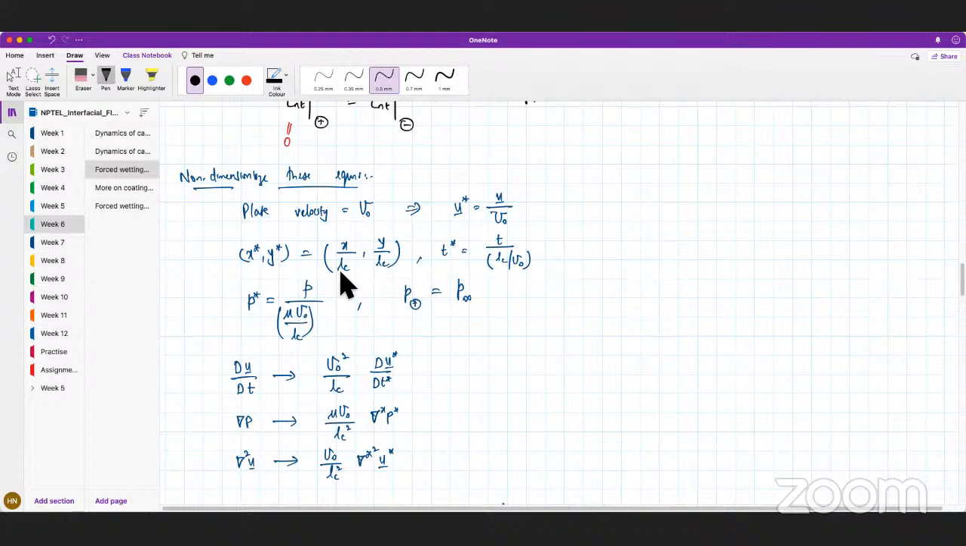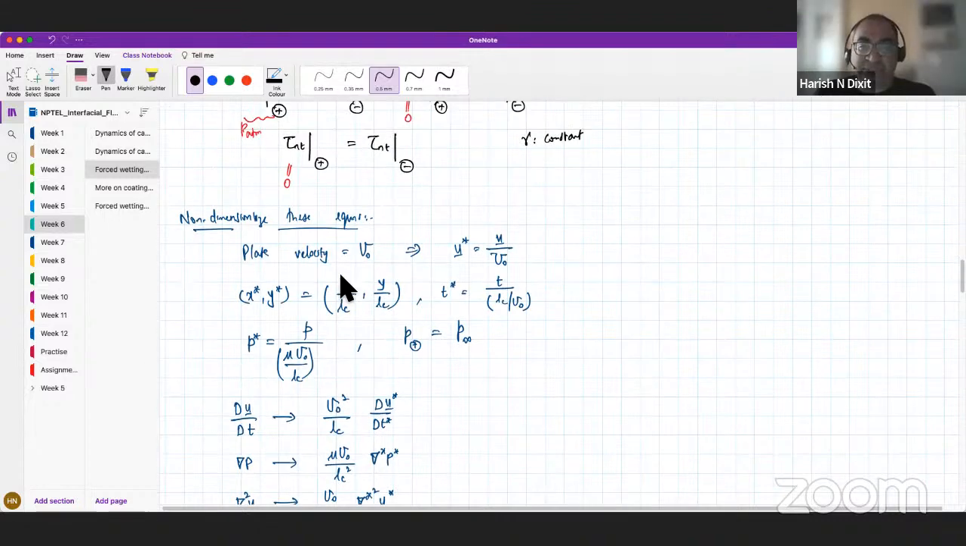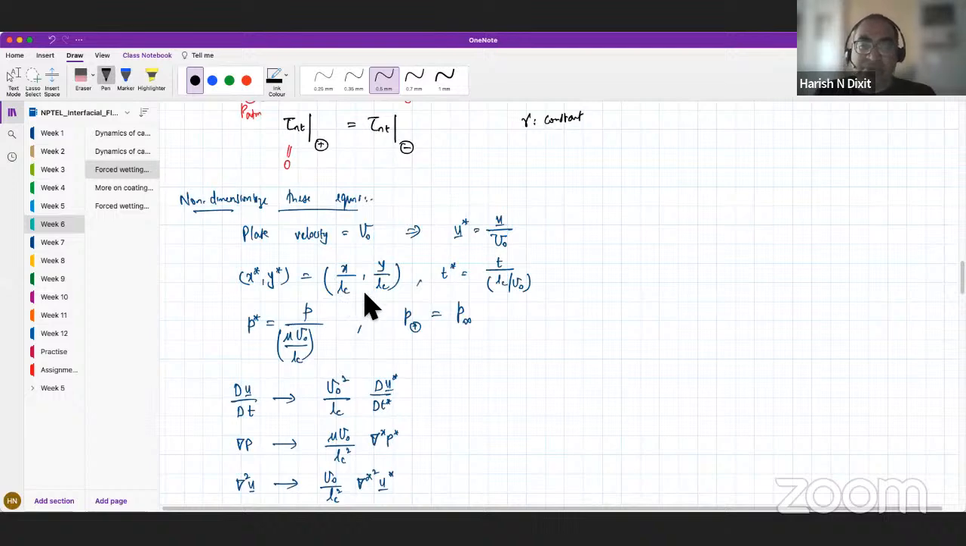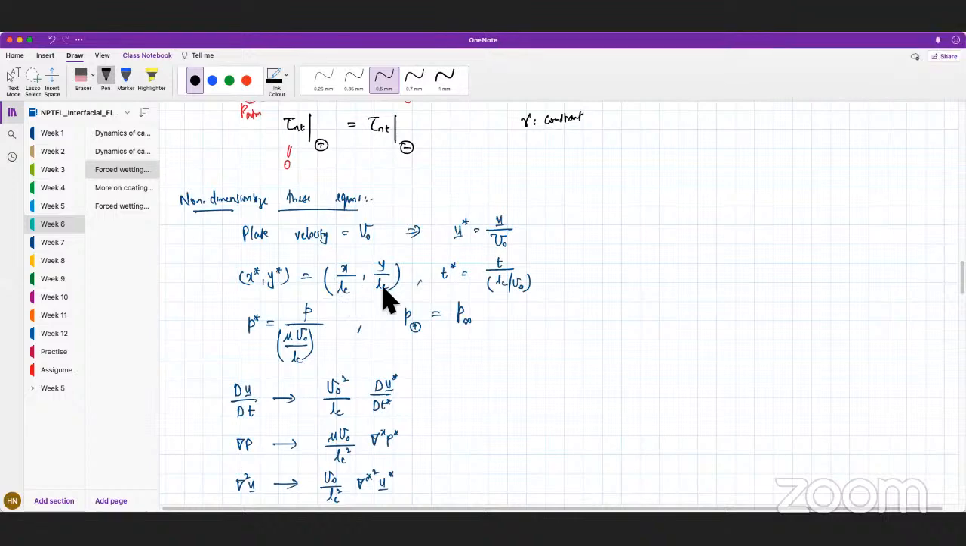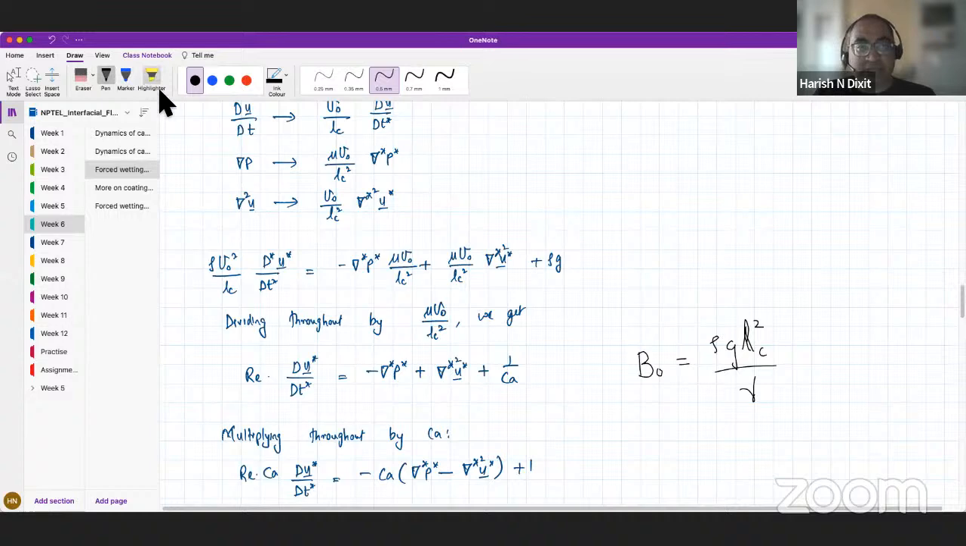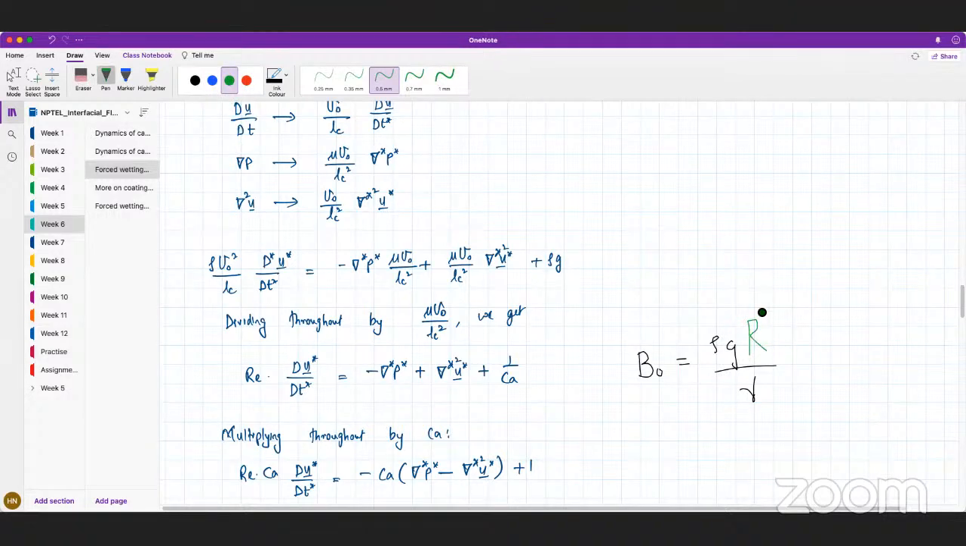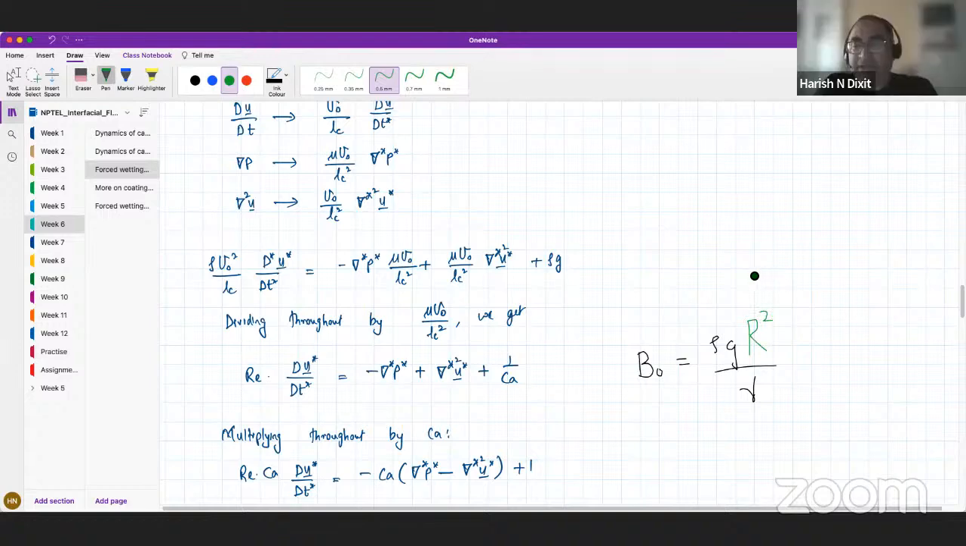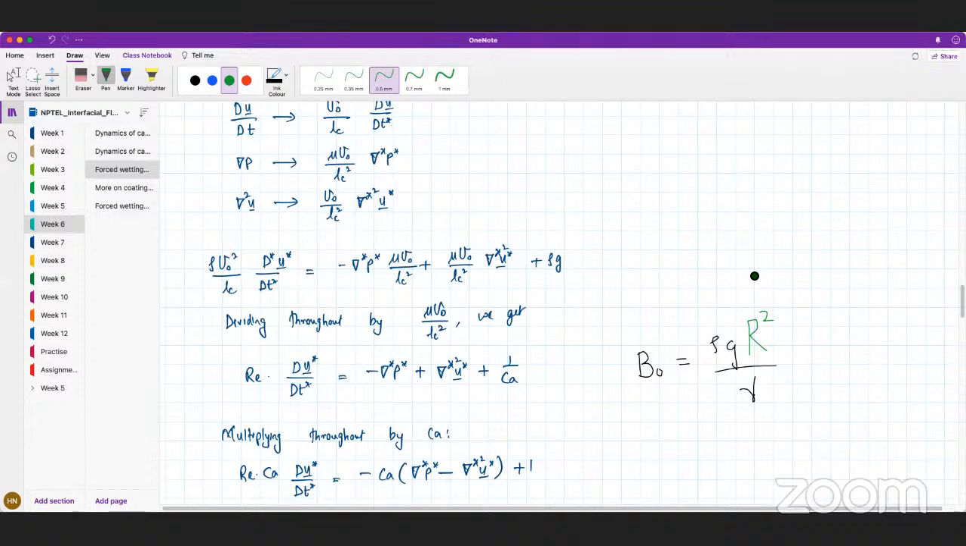If instead of choosing LC as the characteristic length for non-dimensionalization, you had chosen some other length, let us say some R for the sake of discussion, then what you would actually get, instead of LC here, I'll write it with a different color, is R square. Is this clear? Yes, sir.